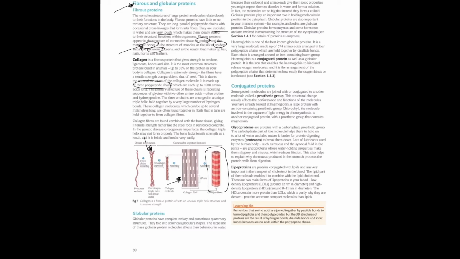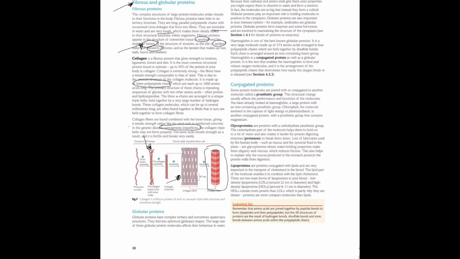Collagen fibers are found combined with the bone tissue, giving it tensile strength rather like steel rods in reinforced concrete. In the genetic disease osteogenesis imperfecta, the collagen triple helix may not form properly. The bone lacks tensile strength as a result, and it is brittle and breaks very easily. They're just giving an example of what happens if you're deficient in the triple structure of collagen, but you don't have to know this example.